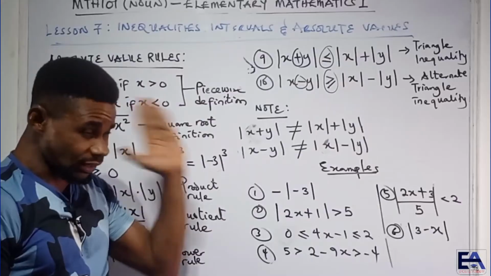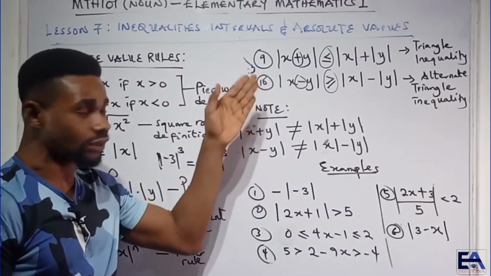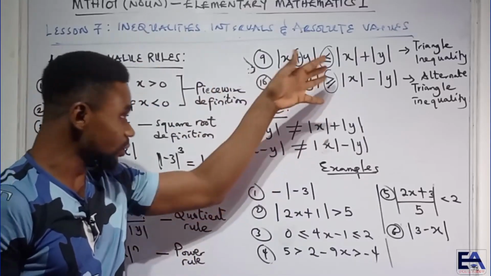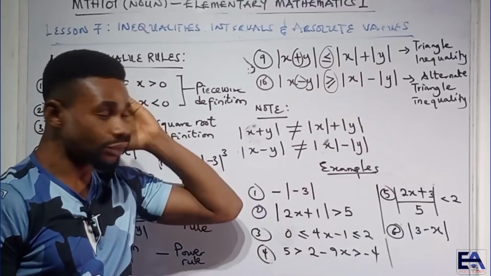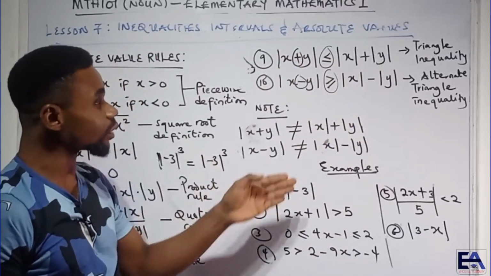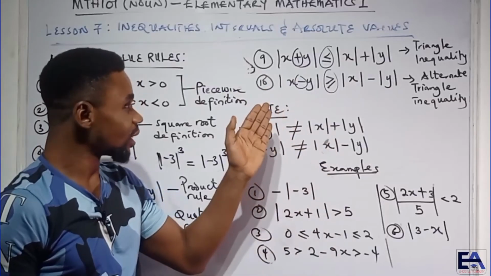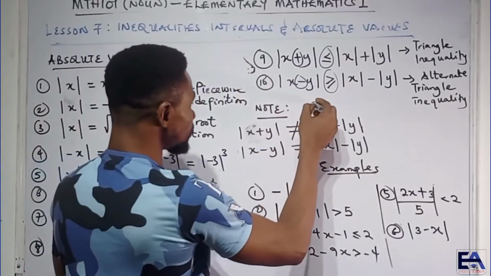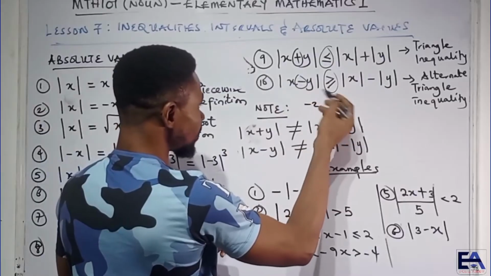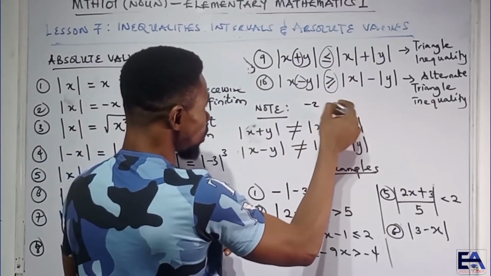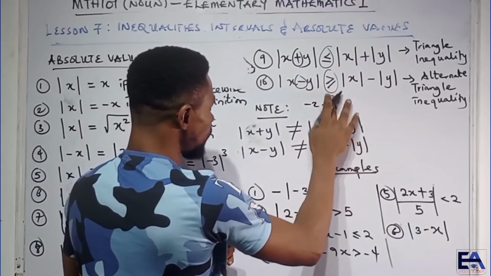And I have tested it. If you slot in numbers to test this rule, you will see that it works. In fact, slot in numbers that will deliberately give you negative results. Maybe you make x to be minus 2 here, and let's say y is 4.